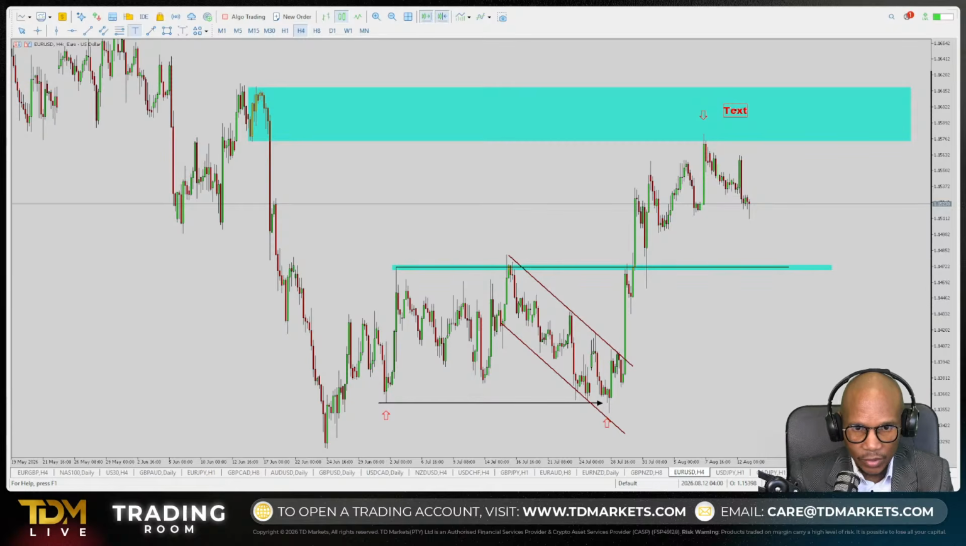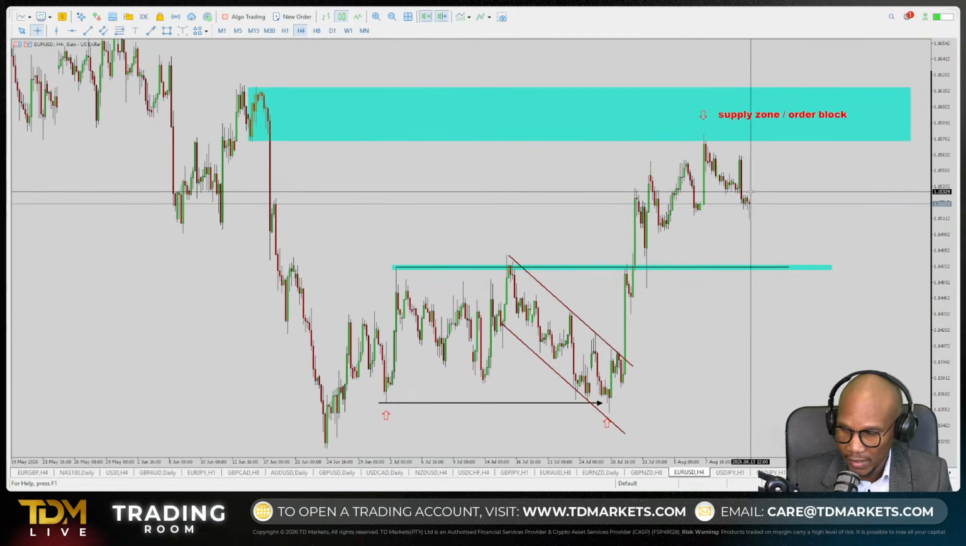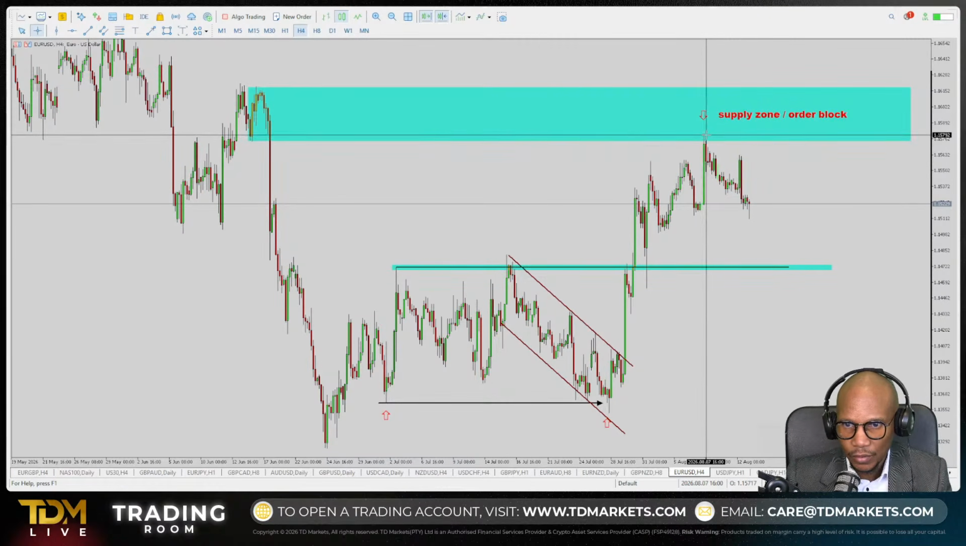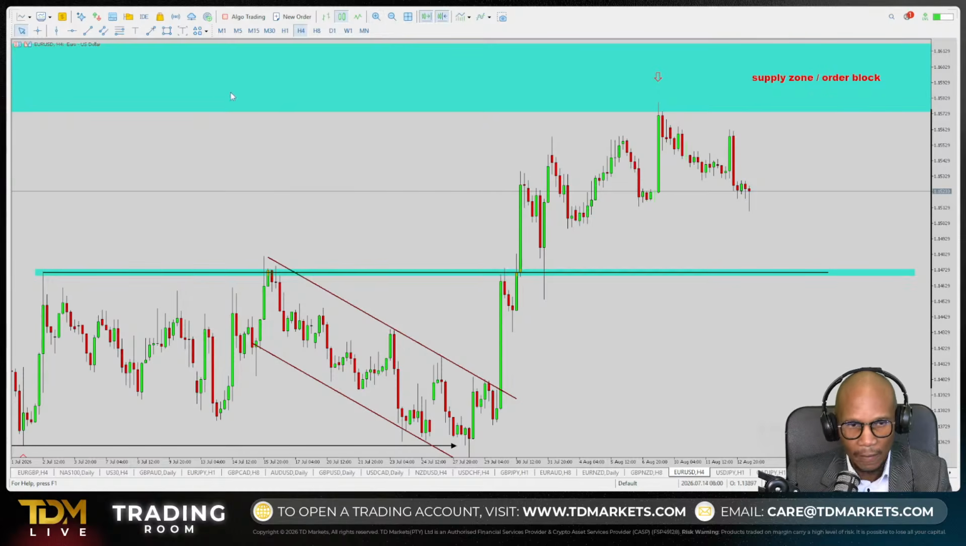So on a supply zone, what it does is that it attracts sellers, right? It attracts sellers. We've got that supply zone, that order block. So sellers are definitely in at the moment, right? So the question then is, now think about this. If you were to sell, if you got a sell here, which areas would you most likely take your profits?